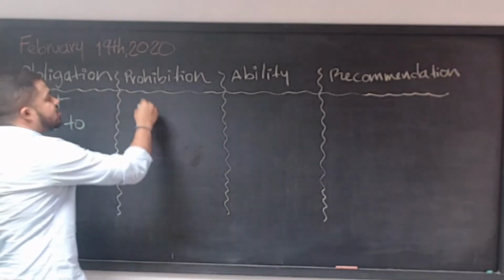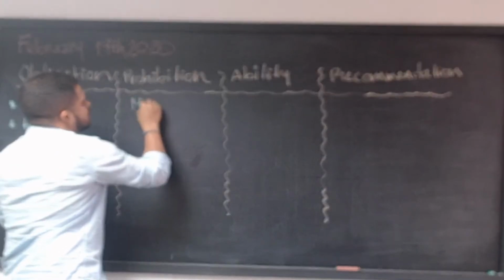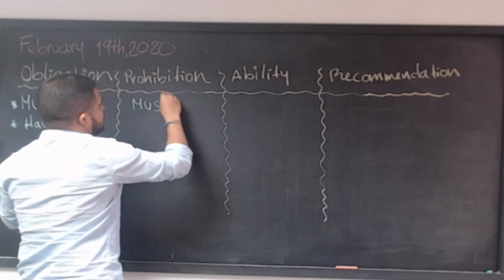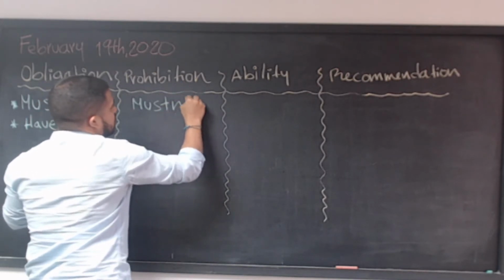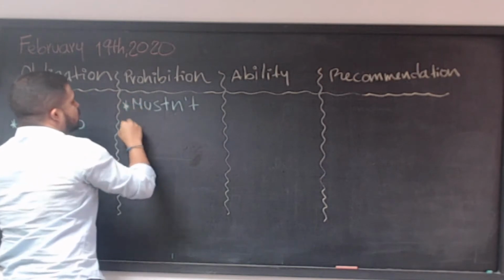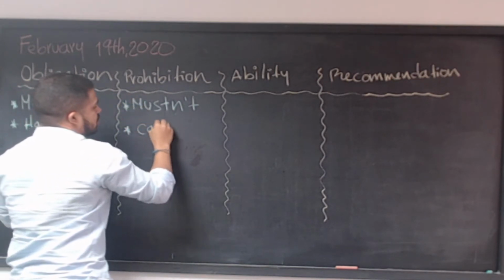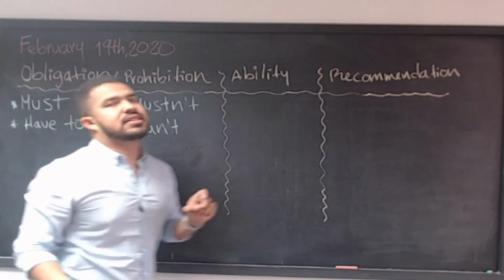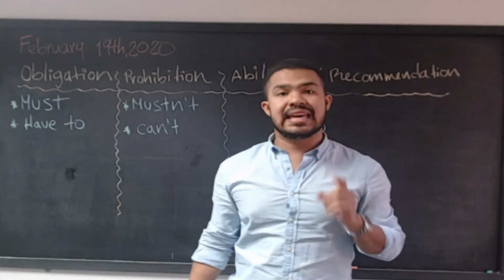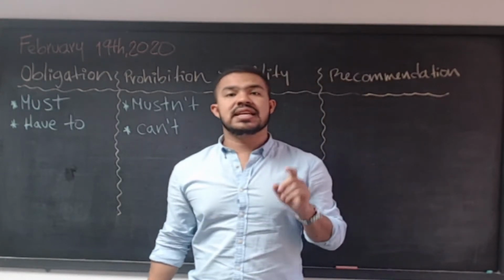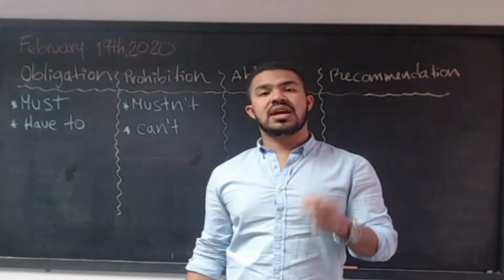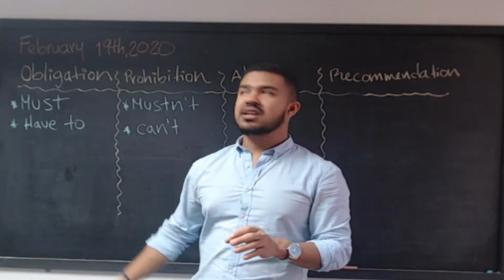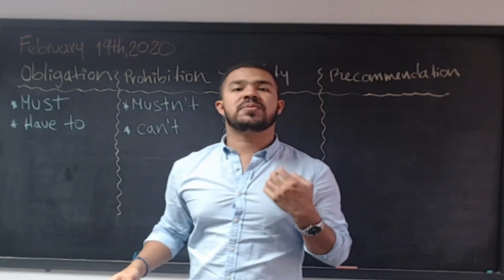Now let's go with prohibition. For prohibition, you use mustn't, and you also use can't. For example, you can say that you can't eat in class, or you can say you mustn't eat in class. Is that clear? That means prohibition, that something is prohibited.